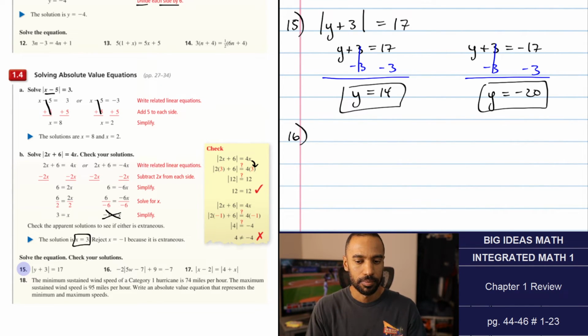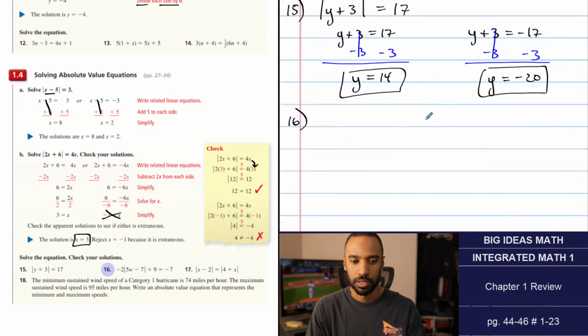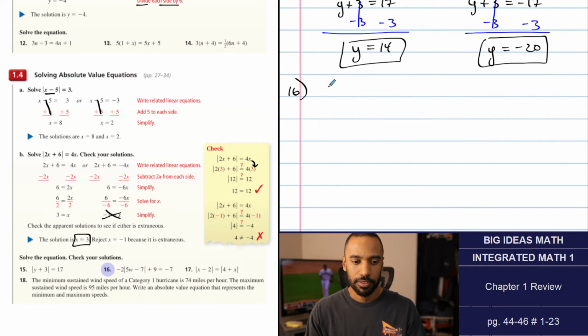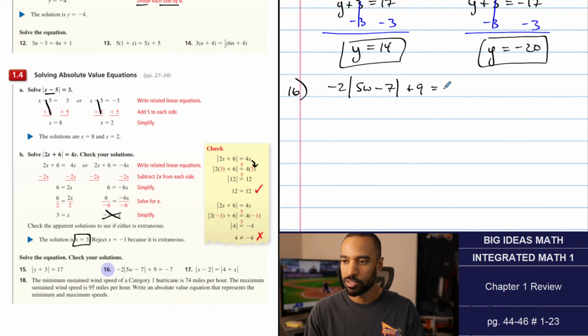Number 16. Number 16, we have negative 2 times absolute value of 5w minus 7, plus 9 equals negative 7. We subtract 9 from both sides here to isolate the absolute value. That's our first stage.